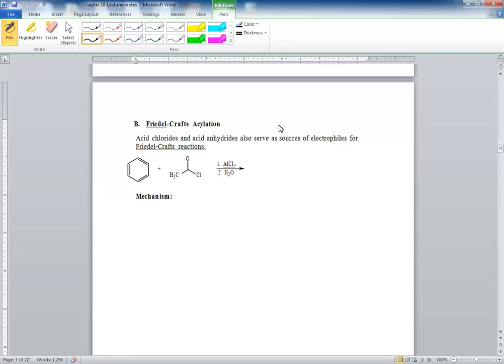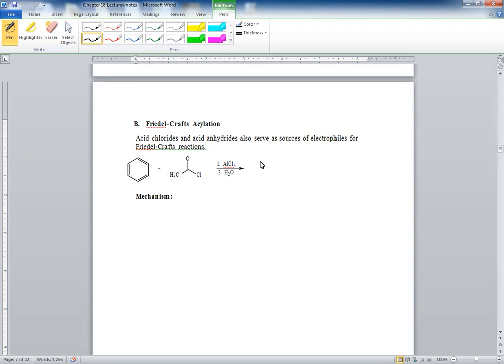Friedel-Crafts acylation. In this reaction, you are going to add what we call an acyl group. And the acyl group, I will show you in a second. It has a carbonyl carbon in it, and of course, there's an alkyl group attached to that. So let's show you the product of this.